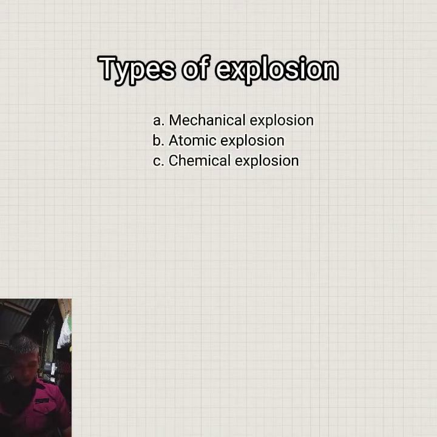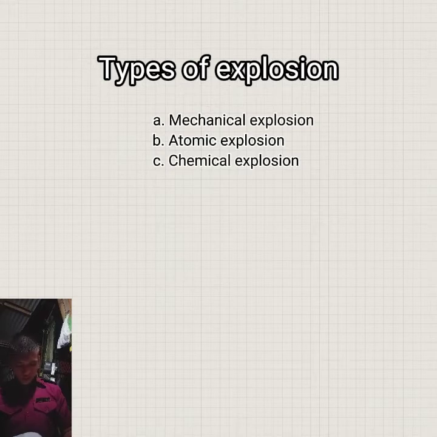There are three types of explosion. The first one is mechanical explosion. The second one is atomic explosion, and the last one is chemical explosion. So what is mechanical explosion? Mechanical explosion is a sudden breaking apart, shattering, or bursting into pieces by internal pressure, such as those caused by expansion of gas producing high pressure beyond the capacity of the container, also known as pressure explosion.